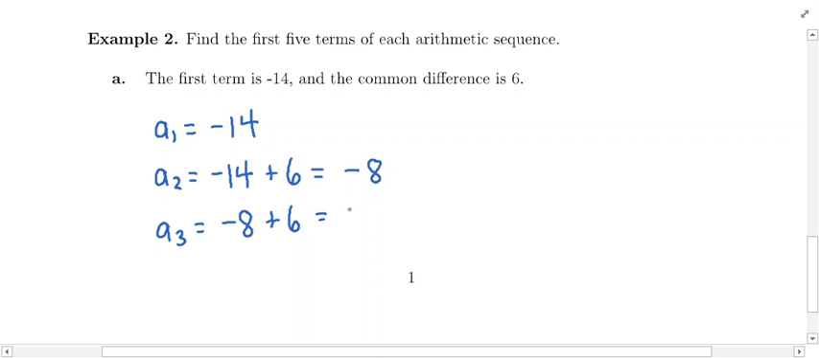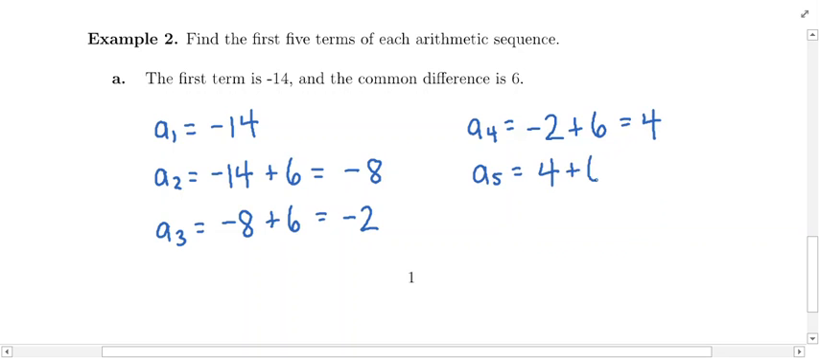Okay, to get A3, you're going to take A2 and then add the common difference, which is 6. So that's going to give us -2. Then just continuing in this fashion, to get A4, I need to pick up where I left off with A3, which is -2, add the common difference of 6, that's going to give me 4. And then to get the fifth term here, we need to pick up with A4, that's 4, add the common difference of 6, we get 10.